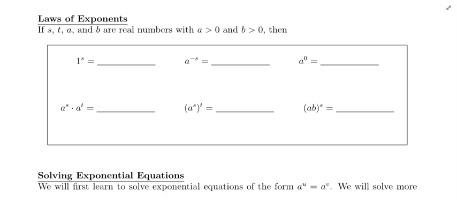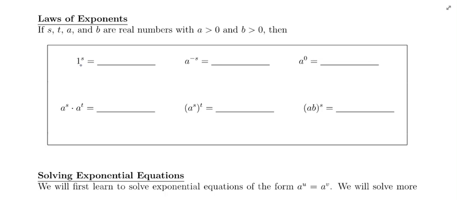Before we delve into how to solve certain exponential equations, we need to have a review of the laws of exponents. About the middle of page 3, you will see this little box with the laws of exponents. There are 6 laws of exponents that will come in handy when solving exponential equations. So let's talk about those. It says if S, T, A, and B are real numbers with A being bigger than 0 and B being bigger than 0, then the following rules apply. So S, T, A, and B are just numbers. Okay, so here we go.